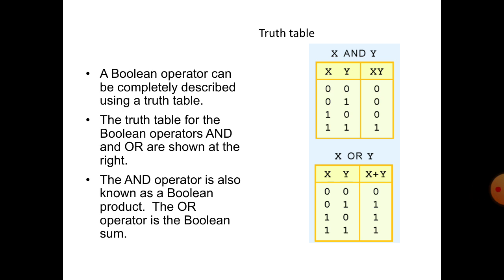A Boolean operator can be completely described using a truth table. The truth tables for the Boolean operators AND and OR are shown at the right. The AND operator is also known as a Boolean product. The OR operator is the Boolean sum.